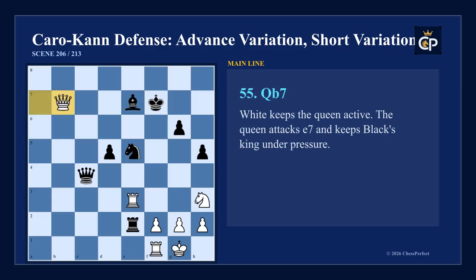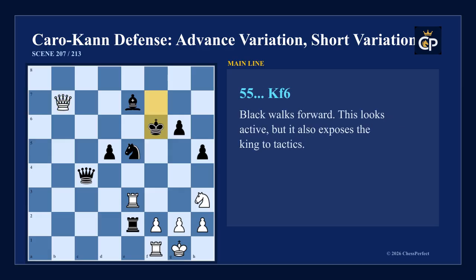Queen b7. White keeps the queen active. The queen attacks e7 and keeps black's king under pressure. King f6. Black walks forward. This looks active, but it also exposes the king to tactics.